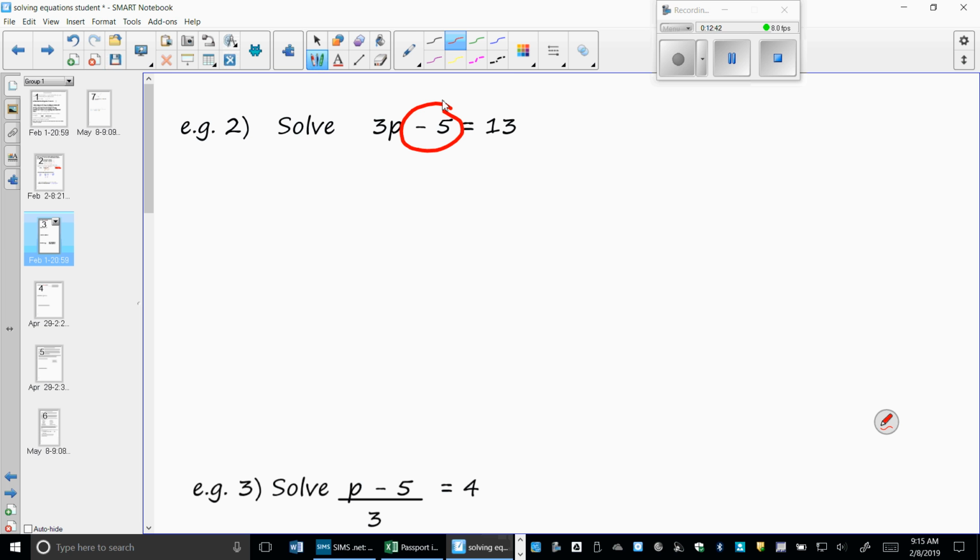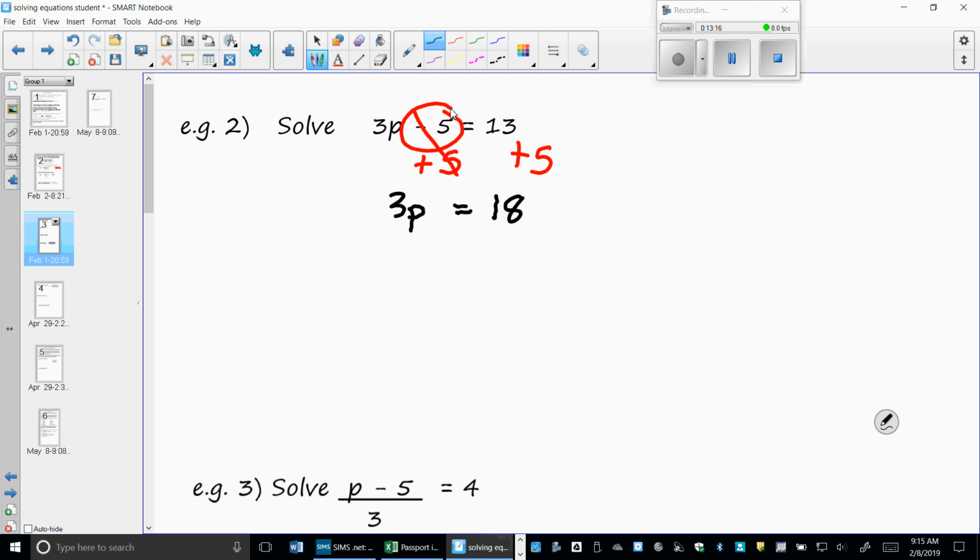What did we say was the opposite of subtracting? Adding, yes. So, what are we going to add to get rid of that? 5. 5, yes. So, we're going to write plus 5, and we're going to write plus 5 on the right-hand side as well. Okay? What's happened to our minus 5 and our plus 5? They have disappeared. So, underneath that, we would write 3p equals, and we write our answer to 13 plus 5. Thank you. And now, so far, so good?